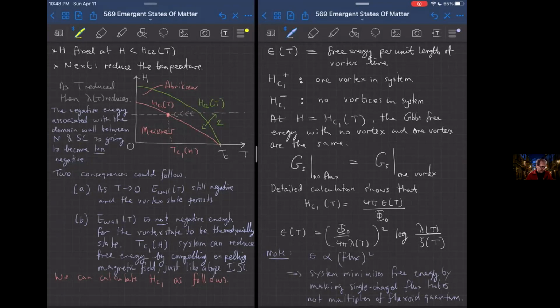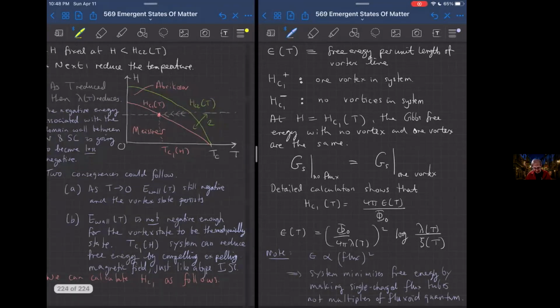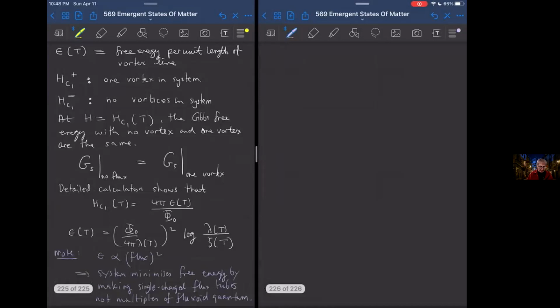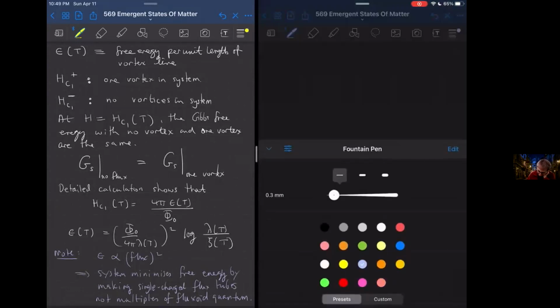Okay, so we've got a bit of a picture now about the magnetic phase diagram, and what I would like to do now is talk about the topological consequences of that for superconductors. So I want to talk now about fluxoid quantization.